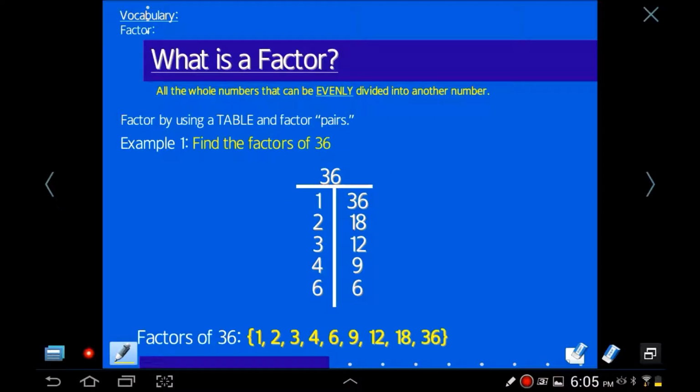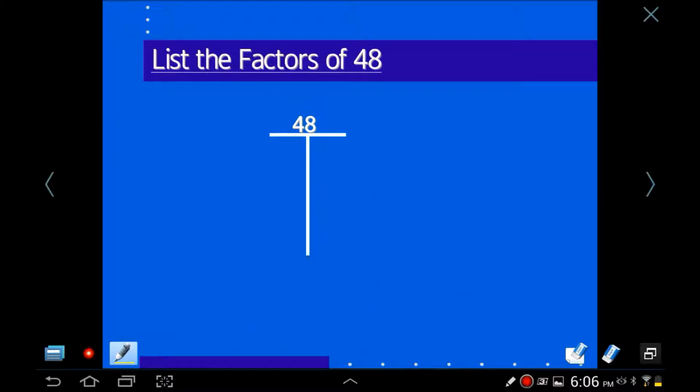Now here's a nice organized list of all the factors of 36. You might make a little mental note here. I did not list 6 twice, even though 6 is written twice here. If I'm merely just writing the factors down, I'm only going to list it once. Okay, let's go through some factors of 48.